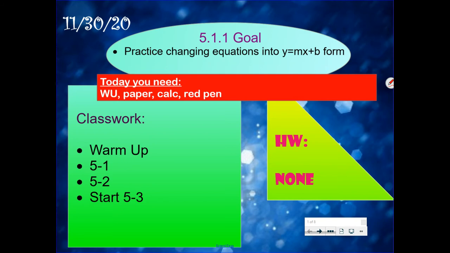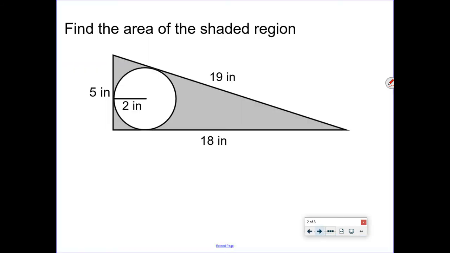And here we go. So 511 today, you need a warm-up, paper, calculator, and a red pen. You will need a calculator. In fact, for the very first problem we're going to do a warm-up, you will need a calculator, so please get that out. All right, here is your warm-up.